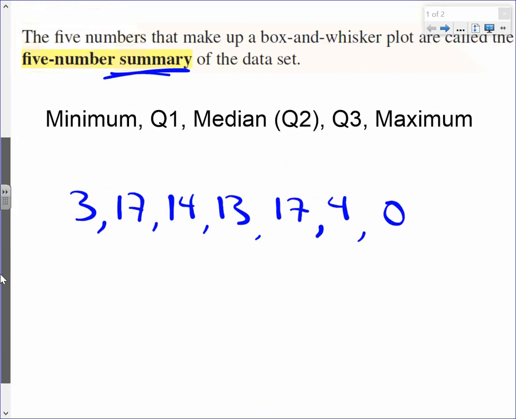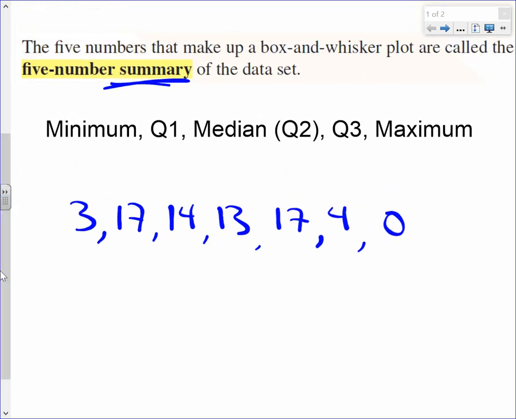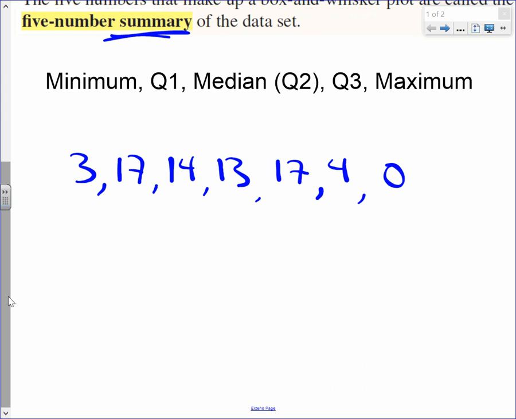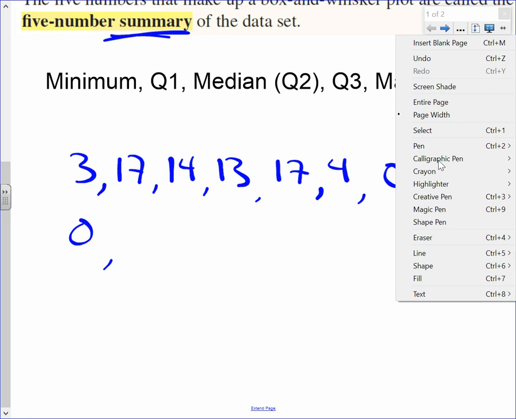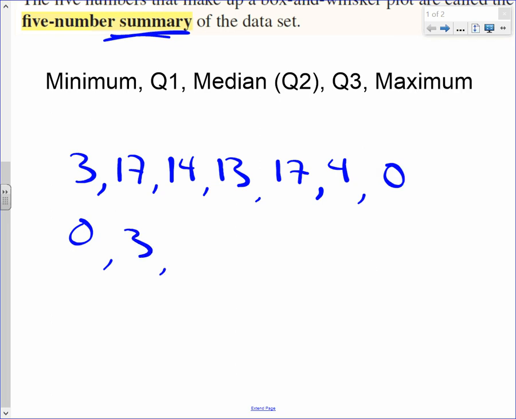Trust me. First thing we want to do is find the 5-number summary, which means we have to put our data in order. So let's rewrite the data in order. So 0, we got 4, actually 4, 3, 4, my bad. The coffee hasn't kicked in. 0, 3, 4, we got 13, 14, 17, and 17. There's our data now in order, from least to greatest. Okay, there's 7 people in here.